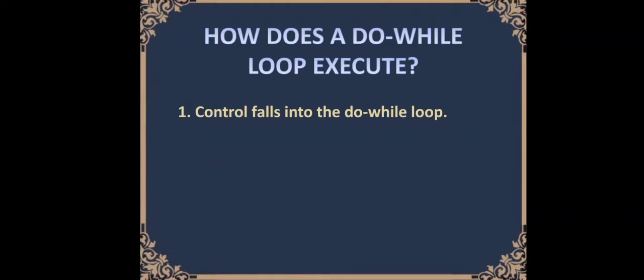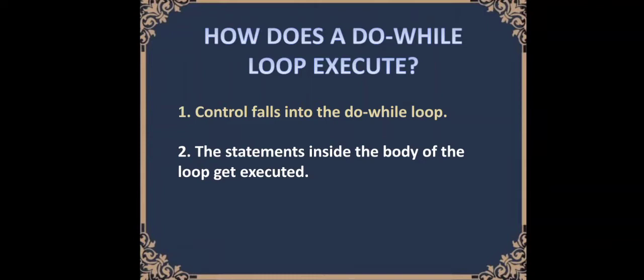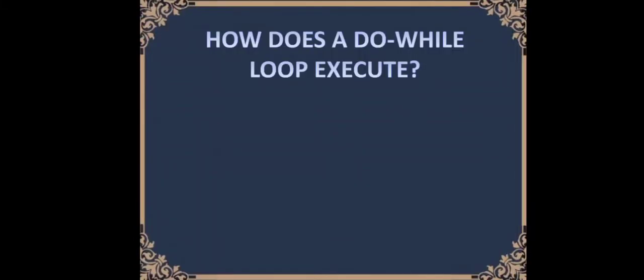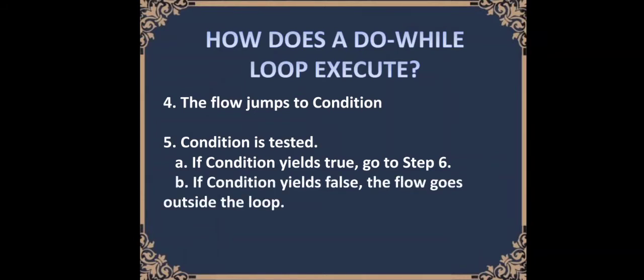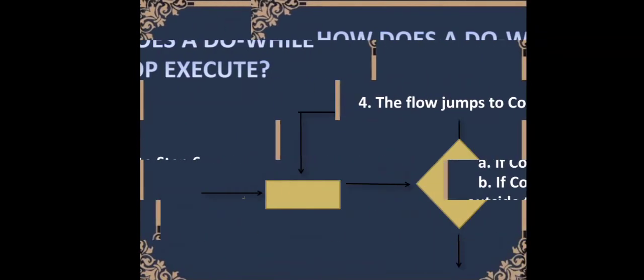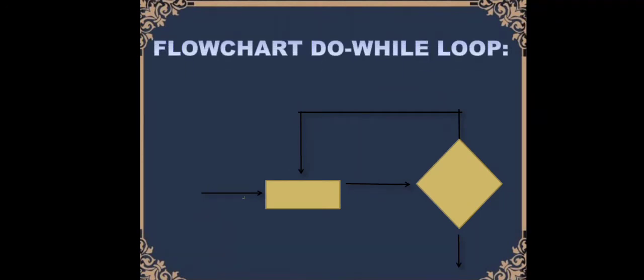How does a do-while loop execute? First, control falls into the do-while loop. Second, the statements inside the body of the loop get executed. Third, updation takes place. Fourth, the flow jumps to the condition. Fifth, the condition is tested. A. If the condition yields true, go to step 6. B. If the condition yields false, the flow goes outside the loop. And lastly, the flow goes back to step 2. The flowchart for the do-while loop should look like this.